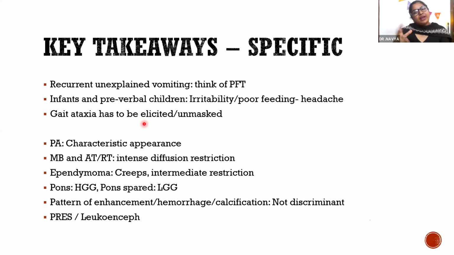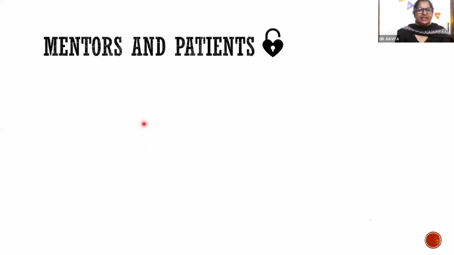This is a key takeaway in general, and now in specific, I am repeating again on the posterior fossa tumors only. If it is an irritable child who is having poor feeding and is not able to tell you about a headache, think of PFT tumors. And if it is unexplained vomiting, think of PFT. And yes, the low ones, I think I've emphasized enough. Probably this last slide should be your take home message slide, even if you have slept through the initial ones on a late Monday evening.